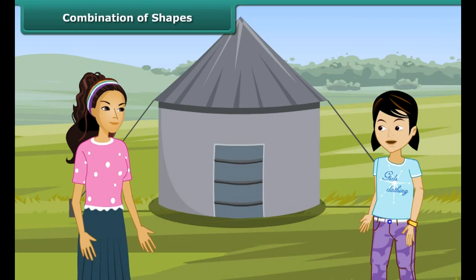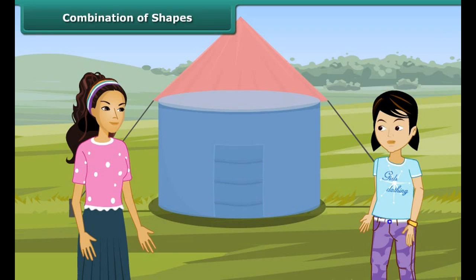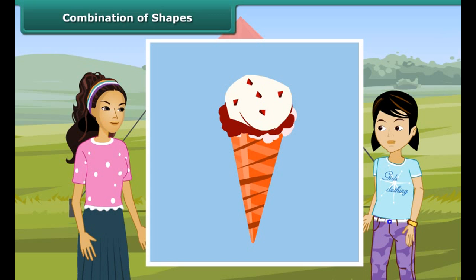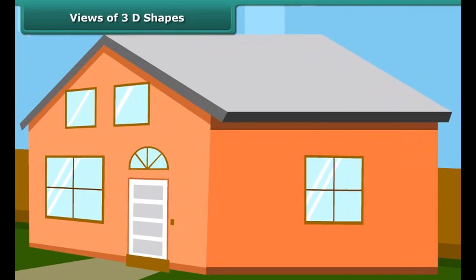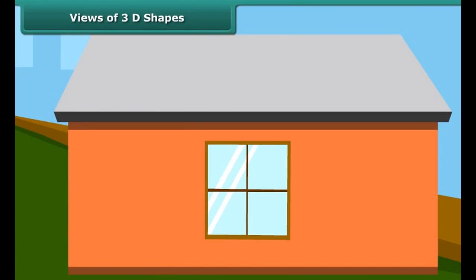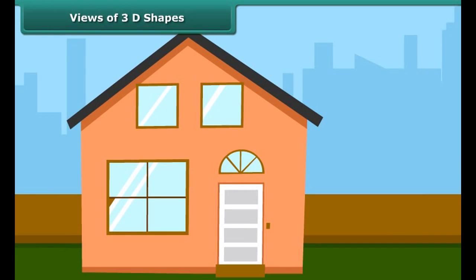Wow, Rita, you are learning so fast. Tell me more about these shapes. Come, Rita, look at this tent. This is made up of two shapes. Can you tell the name of the shapes? Yes, I can see the shapes. One is a cone and another is a cylinder. Correct. Similarly, we have an ice cream. We can see that it is a cone surmounted by a hemisphere.